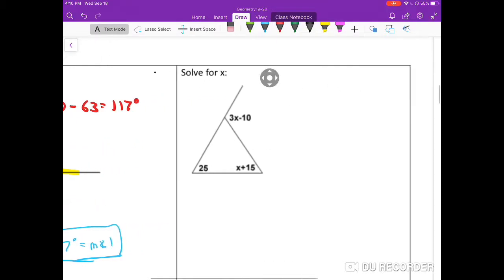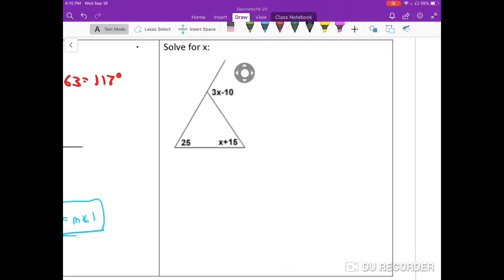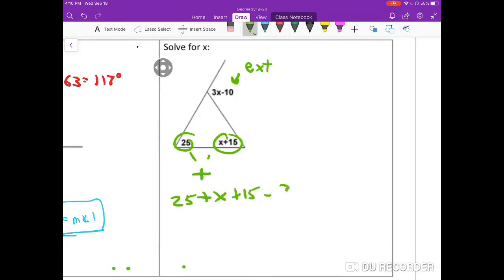Because if we look at example 2, it says solve for x. We don't have anything here that we can really do for a linear pair, and we can't solve for it because this angle is also an expression, all right? So if this is my exterior angle, because it's outside the triangle, these are my two remotes, so I'm going to add those together. So we're going to do 25 plus x plus 15 and set that equal to 3x minus 10. Combine my 25 and my 15, get x plus 40 equals 3x minus 10.